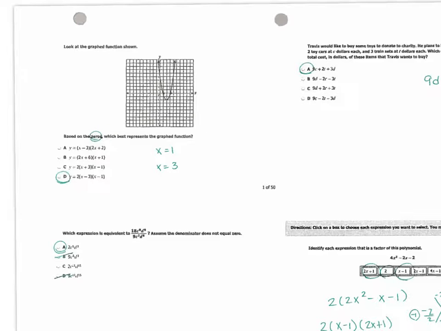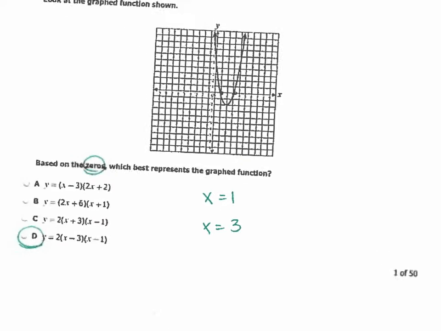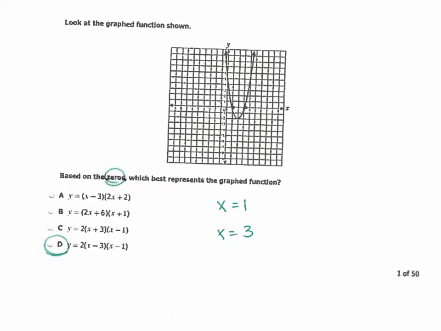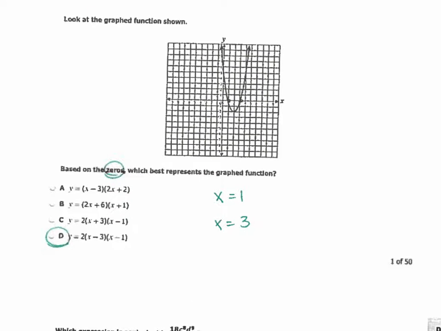Homework last night was SOL review, and these are pulled SOL questions, so there are a few of them that I kind of want to go over with you before you take your SOL next week. So a couple questions I want to talk about. First one, it says, based on the zeros, which best represents the graphed function?